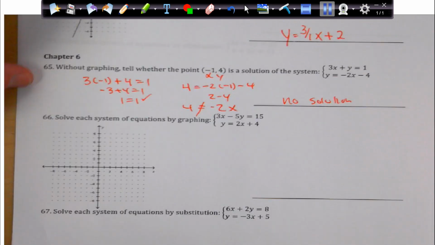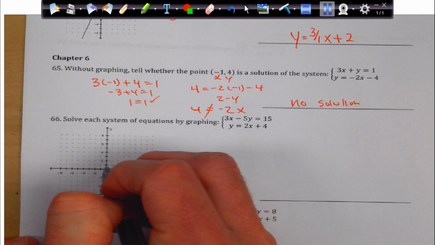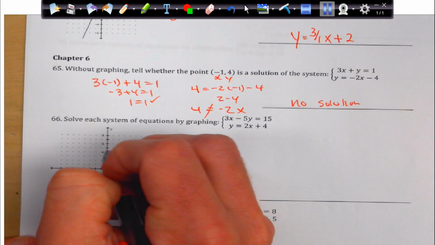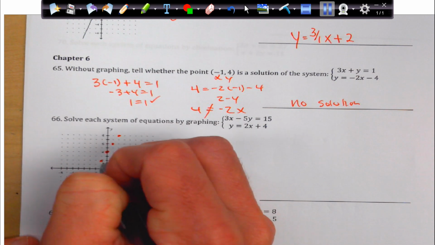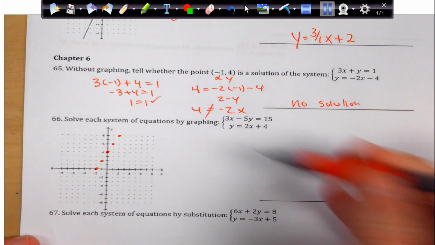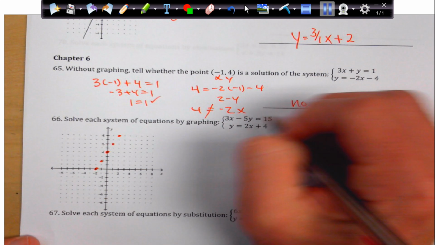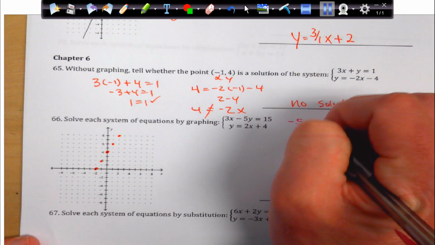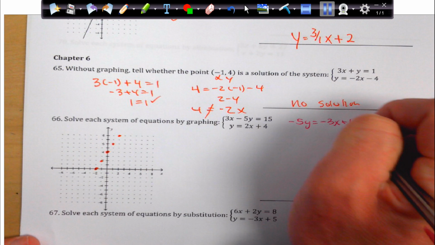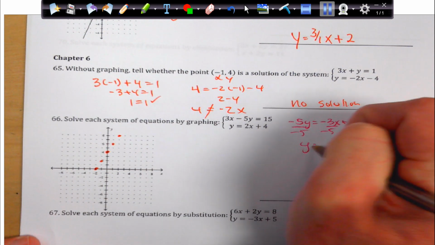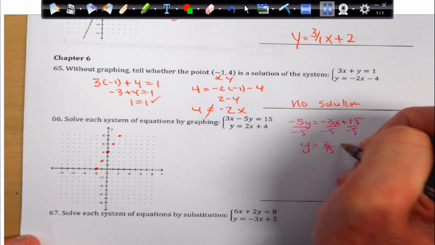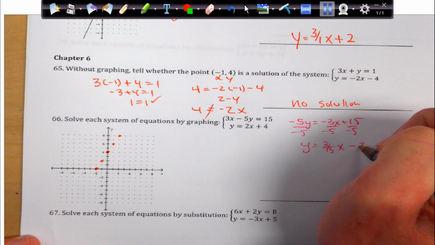Solve by graphing. So first one I can graph is at 4, and my slope is up 2 over 1, or down 2, back 1, down 2, back 1. And then in this one, we got to solve for it. So I'm going to subtract the 3x, and then divide by negative 5. So we get 3 over 5x minus 3.